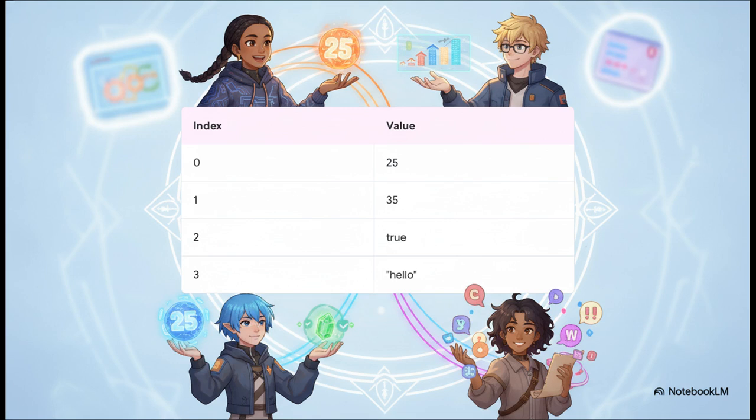Take a look at the index column here. At index 0, our very first slot, we have the number 25. At index 1, we have 35. At index 2, we have the Boolean true. And down at index 3, we have the string hello. An array doesn't force you to only store numbers or only store words. They can all basically live together quite happily in different indexed pockets within that same single variable.